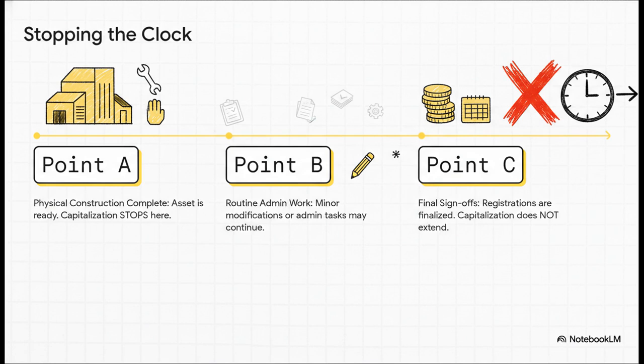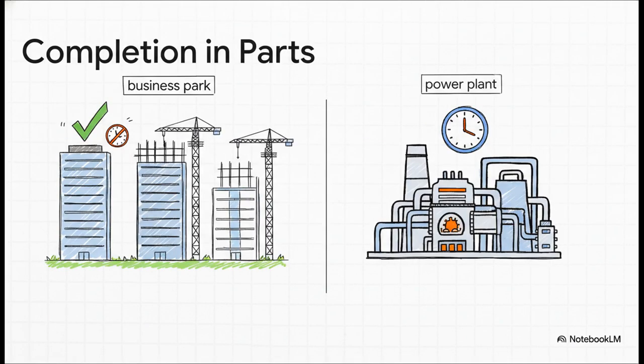Full stop. This also applies if you're building in stages. Imagine a big business park. As soon as one of the office towers is complete and can be used on its own, you stop capitalizing costs for that part. However, if you're building something where all the parts have to work together, like a power plant where the furnace is useless without the boiler, then you keep capitalizing until the entire project is substantially complete.